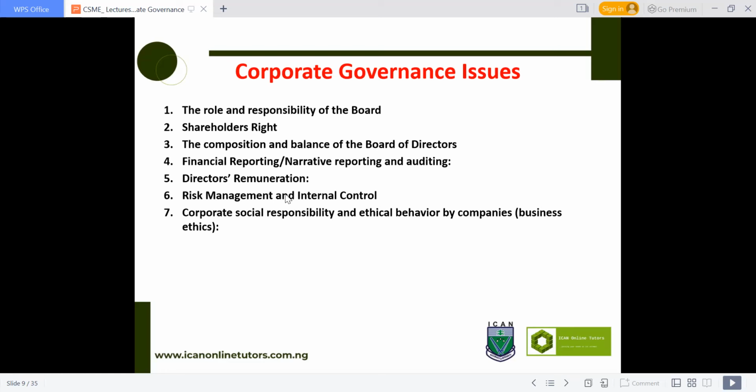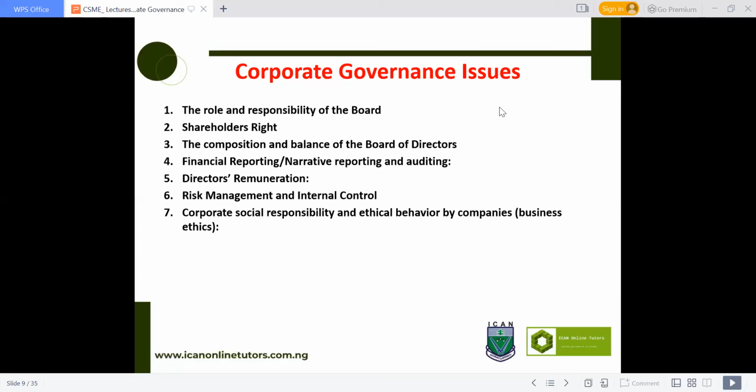Then another one is what we call composition and balance of the board of directors. Someone also says right to receive dividend. Yes, this is your right. And that is another agency problem, called dividend retention. We're actually going to get to that today as well. Because there's going to be a problem between the director and the shareholder if the director decides not to pay dividend. Who has the power to say that we are paying dividends? It is the director. The shareholder will just do approval.